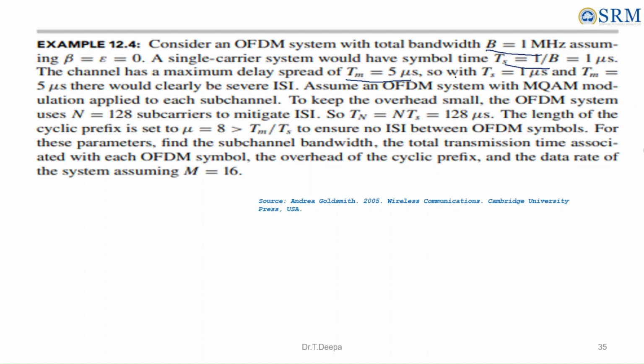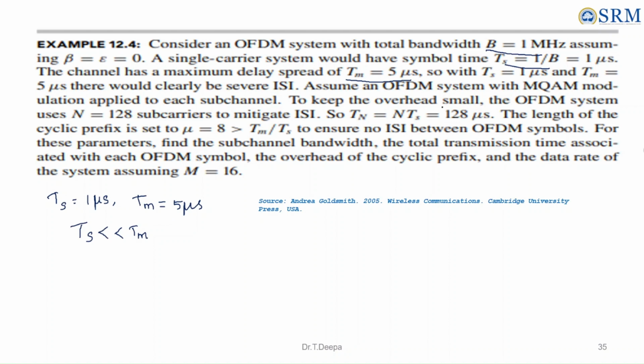With Ts of 1 microsecond and the maximum delay spread Tm given as 5 microseconds, there would clearly be severe ISI, because Ts is lesser than Tm. The Tm value is much greater than Ts, so there would clearly be severe ISI.